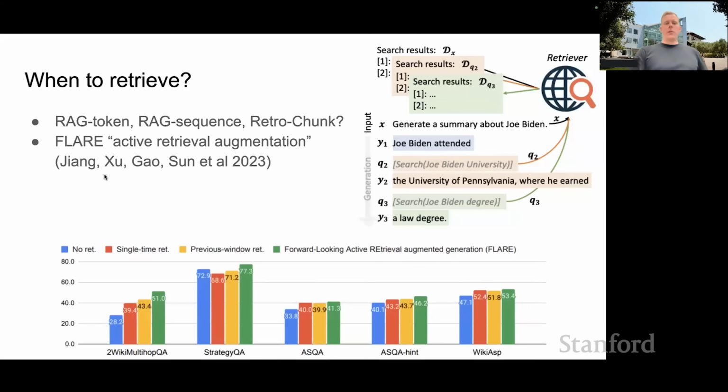A nice paper where they have a stab at this is called FLARE, for active retrieval augmentation, where they basically have the language model decide when it should do a search and what it should do the search for.